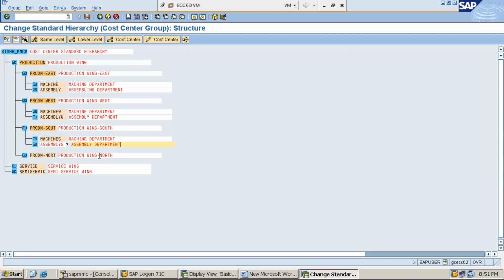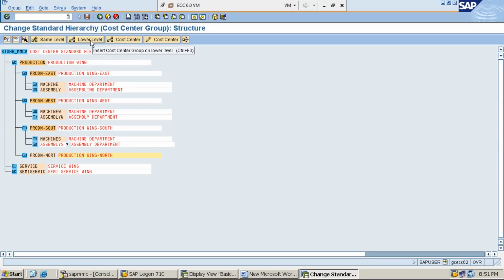Again for north also I would like to do that. So keep the cursor on production wing north, click on lower level. Are you observing, sometimes I'm clicking lower level, sometimes I'm clicking on same level? Okay, you understood when to click lower level and when to click same level.